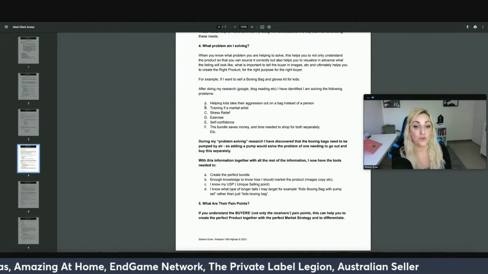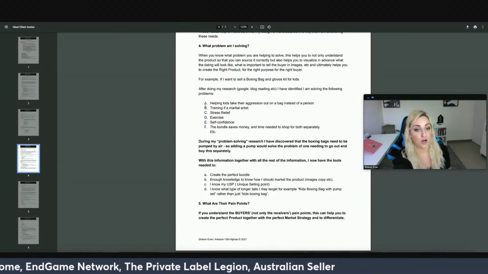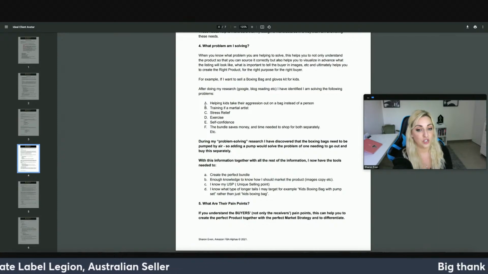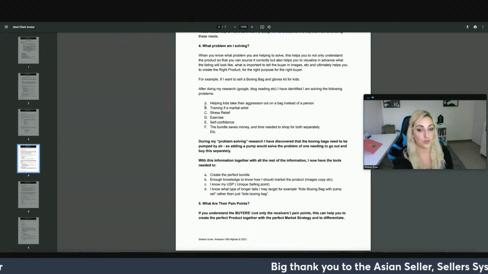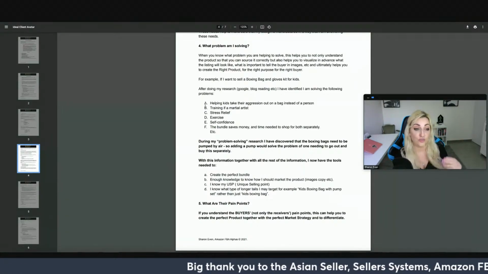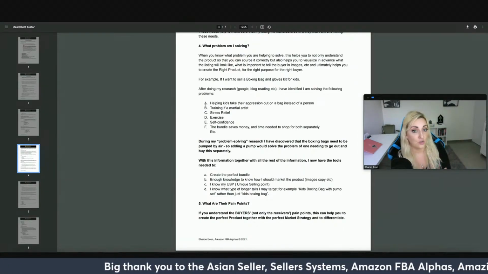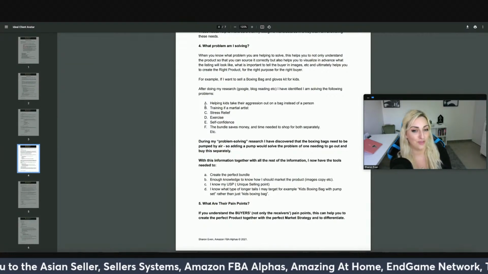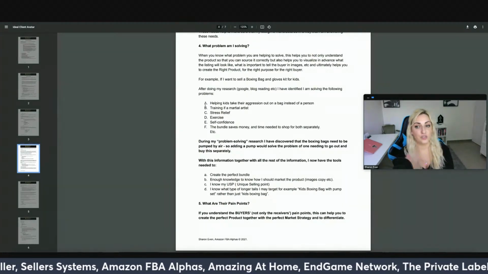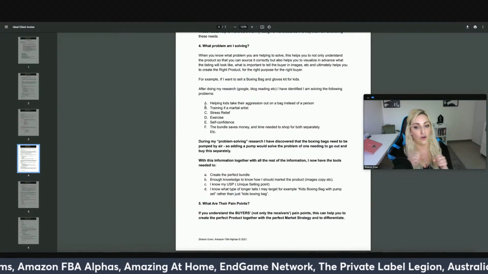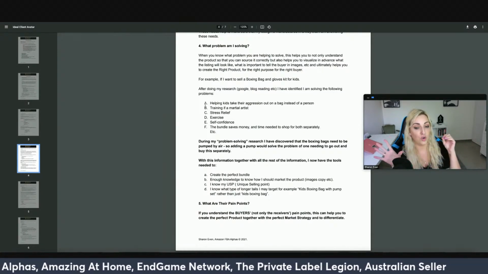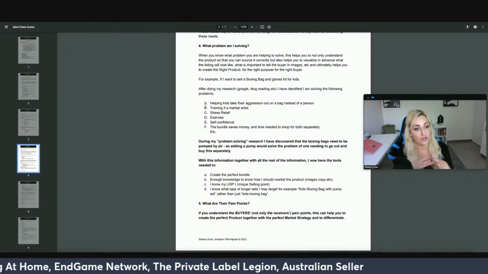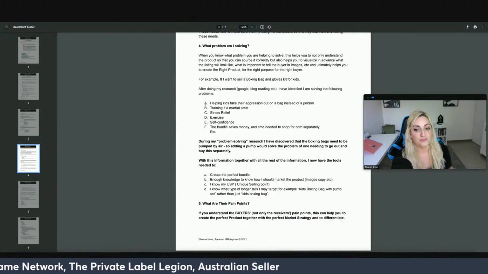So adding a pump would solve the problem of one needing to go out and buy this separately. With this information, together with the rest of information that I already know, I now have the tools needed to, A, create an even more perfect bundle. My original idea was, and this is not a product that I'm saying anyone should do, these are just examples, a boxing bag with gloves. I now am thinking more about a boxing bag with gloves and a pump, right? And now they have everything that they need. So create the perfect bundle.